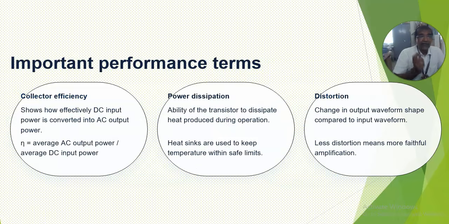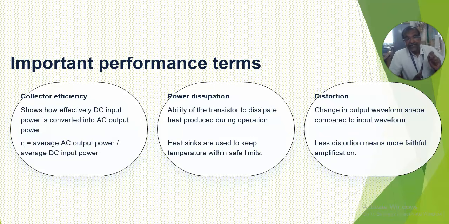So the important performance terms with respect to a power amplifier: collector efficiency, which shows how effectively DC input power is converted into AC output power, that is AC output power divided by average DC input power, gives the efficiency of the power amplifier. Power dissipation is the ability of the transistor to dissipate heat produced during operation. Here heat sinks are used to keep the temperature within safe limits.